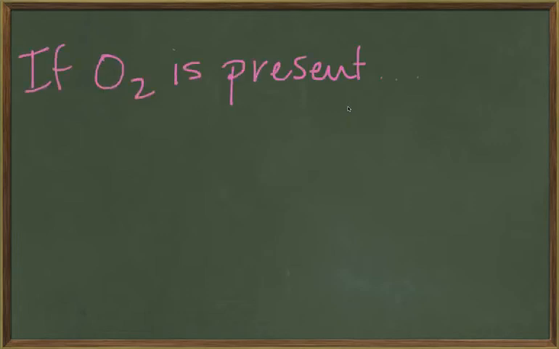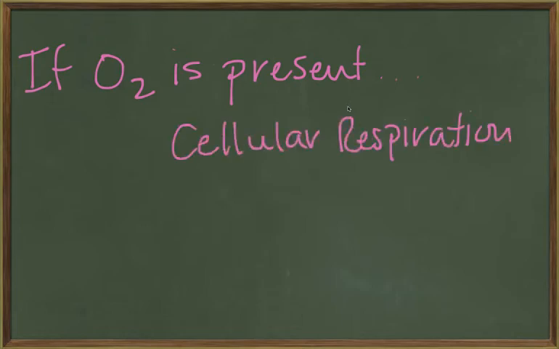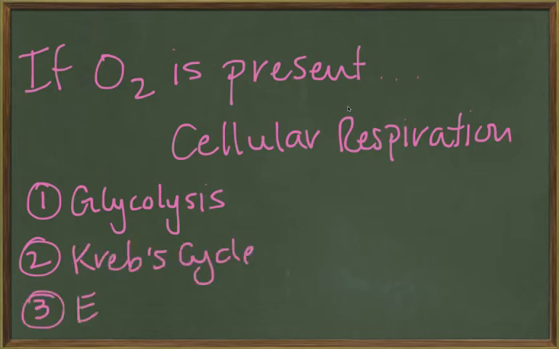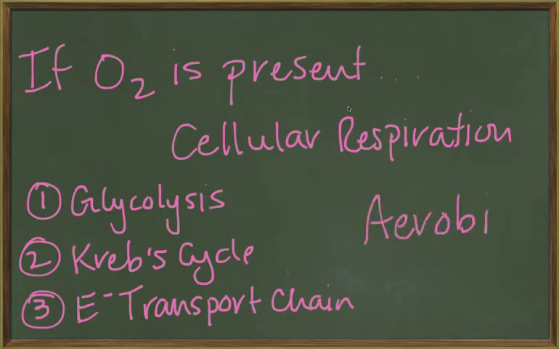In the very beginning, I said that cellular respiration has to have O2. If O2 is present, then you proceed through cellular respiration. And there are 3 steps to that. First step is glycolysis. Second step has 2 different names. For now, I'm going to call it the Krebs cycle. And third step is an electron transport chain. When O2 is present, this is said to be an aerobic process. Aero means air. Aerobic means that it has to occur in air.